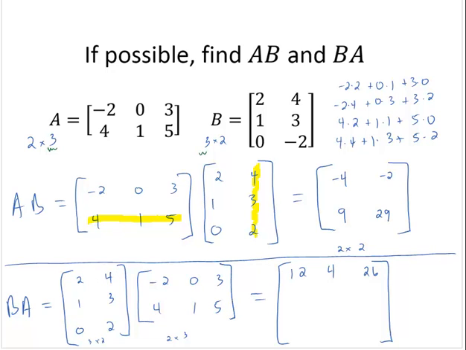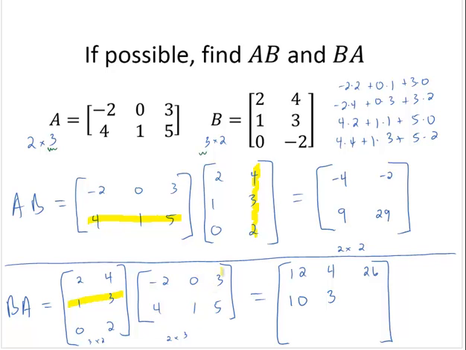All right, now let's take the second row, first column. 1 times negative 2 is negative 2, 3 times 4 is 12, negative 2 plus 12 is 10. Second row, second column. I'm sorry, 1 times 0 is 0. 3 times 1 is 3. And those add up to 3.